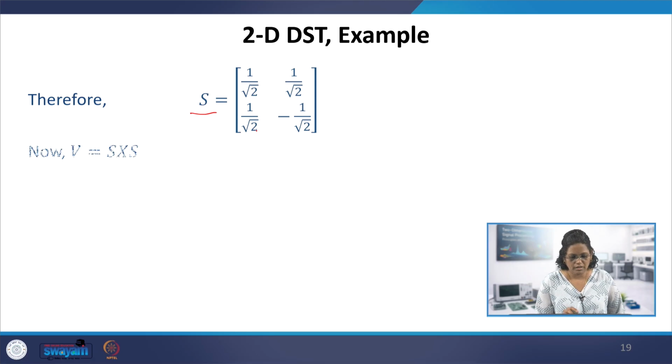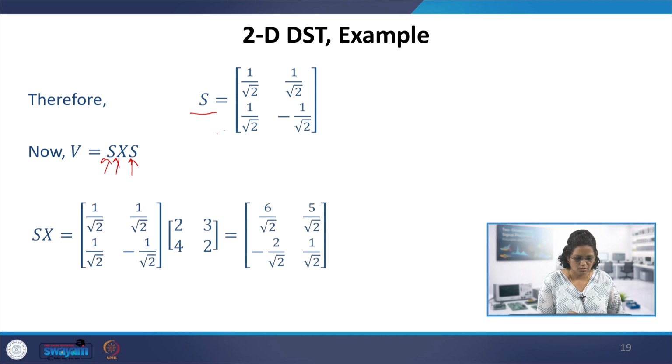Now taking this S, multiply it by X and then by S. S transpose is the same as S. So we get the transform coefficients, first computing SX. S and X is 2, 3, 4, 2, and doing the matrix multiplication, we get 6 by root 2, and this row with 3, 2 gives 5 by root 2. This row with 2, 4 results in minus 2 by root 2, and this row with 3, 2 gives 1 by root 2.